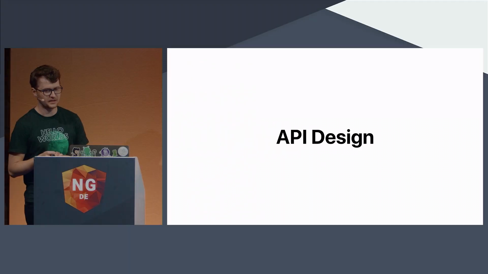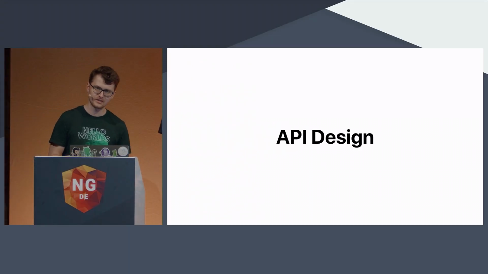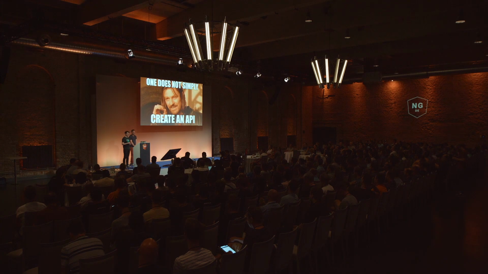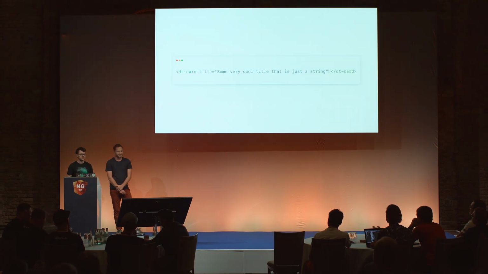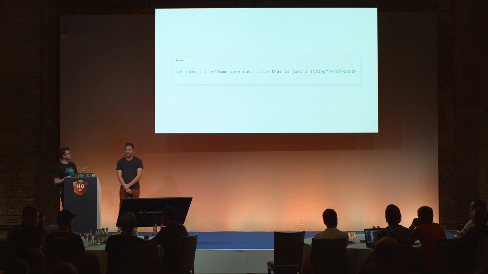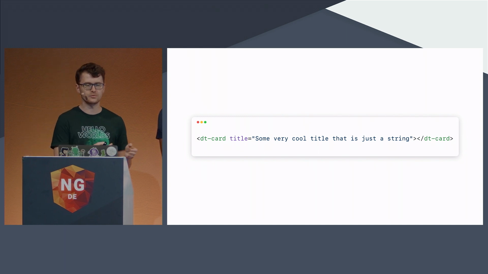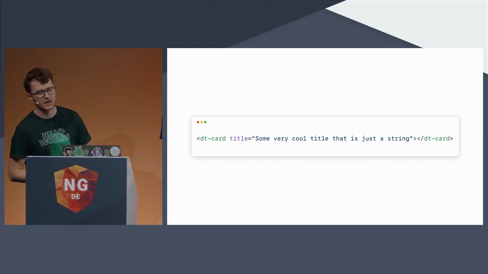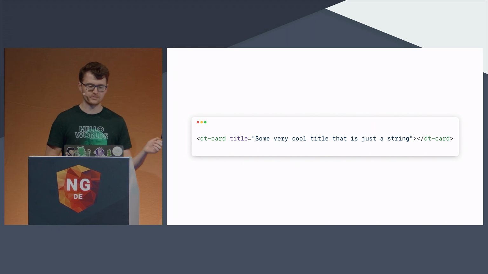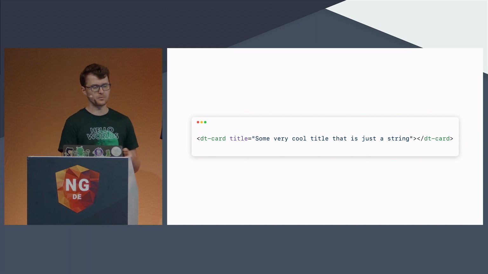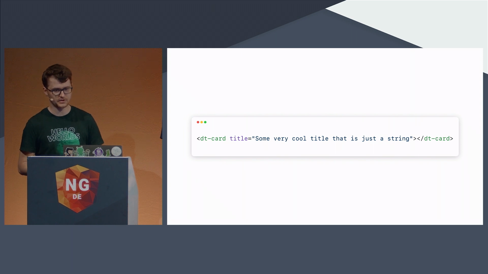About API design, there are a couple of things that we learned the hard way when it comes to designing the APIs of our components. It's not as easy as you might expect at the first try, but there are a couple of rules that we follow, and they helped us out a lot. Let's take this example. Let's consider you want to have a card component and your UX colleague tells you the card will have a title and it's going to be a string. The first try of an API for you might be something like this: you put an input on it, it takes a string, and you render it somewhere in your template. Looks simple at first.